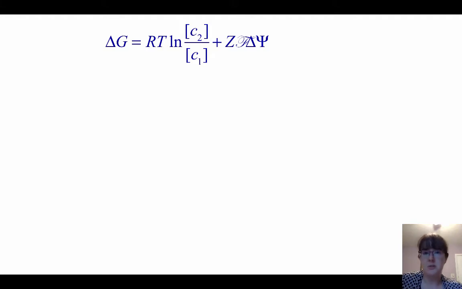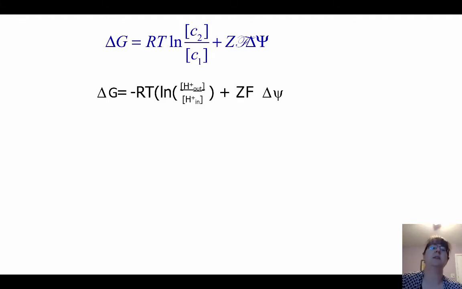Now, I'm also going to be using the negative sign on here, but as explained previously, that negative sign is just for how we're defining in and out. So in this case, I have the proton concentration of out being on top and in being on the bottom. If I were to flip those two things and put in on the top and out on the bottom, we would get rid of the negative sign. I know that's confusing. I'm just trying to be consistent with other instructors.